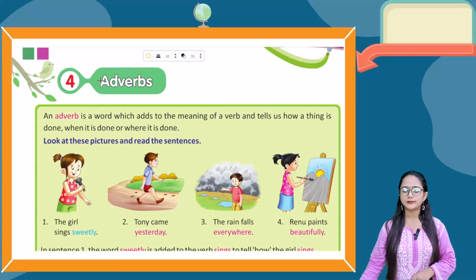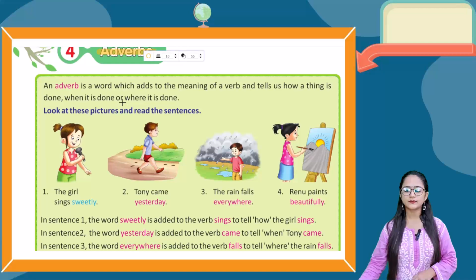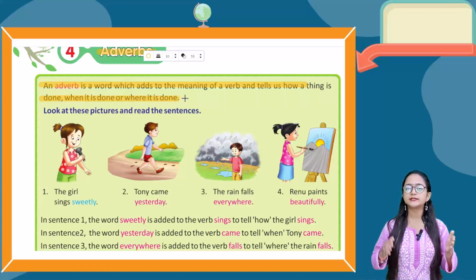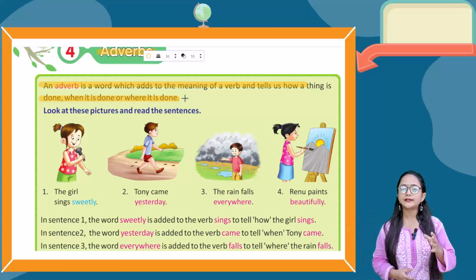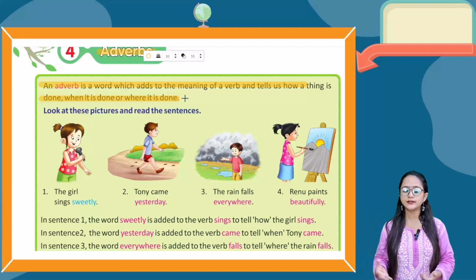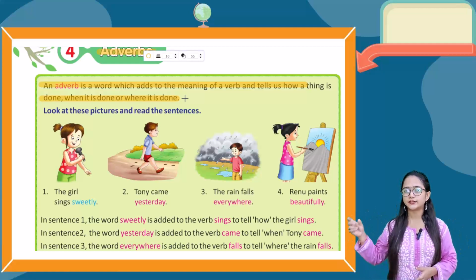The chapter name is adverbs. So what is an adverb? An adverb is a word which adds to the meaning of a verb and tells us how a thing is done, when it is done or where it is done. So basically an adverb is that type of word which adds to the meaning of the verb, and it tells you how a thing is done, when that thing should be done and where that thing should be done.